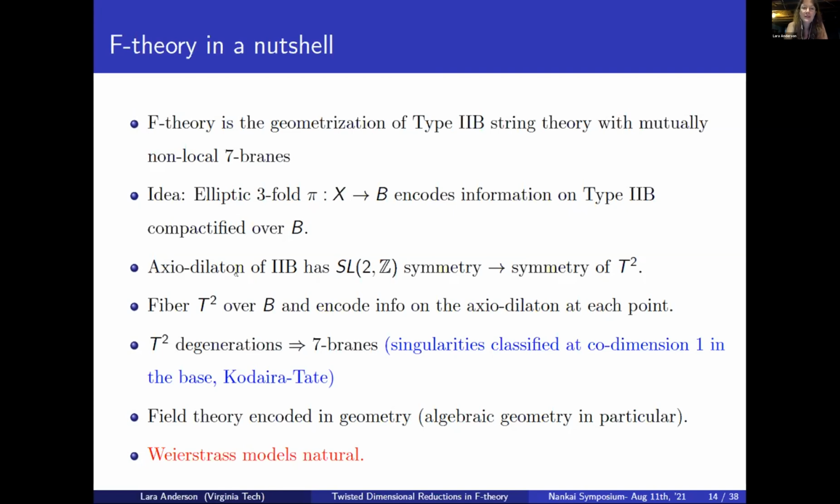The axiodilaton in type IIB has an SL(2,C) symmetry, and we're going to interpret that as the symmetry of a 2-torus. If you fiber a 2-torus over every point in B, this actually encodes information about the axiodilaton at each point in the base. And you can argue very nicely, as Vafa did many years ago, that T2 degeneration should correspond exactly to the location of 7-branes within a type IIB description. The singularities of elliptic fibers have been classified by Kodaira and Tate.